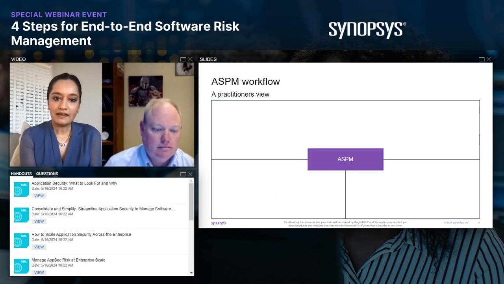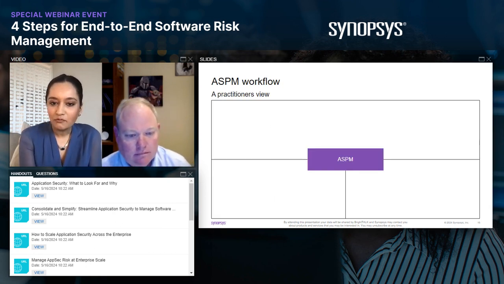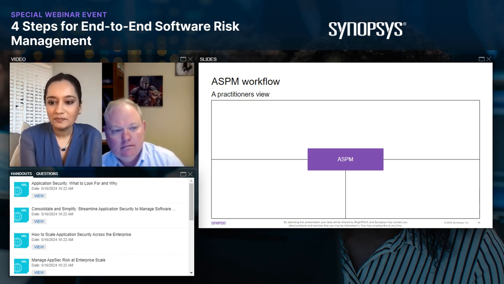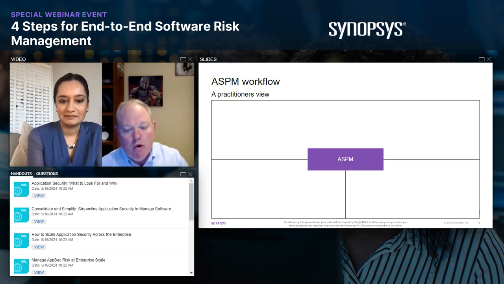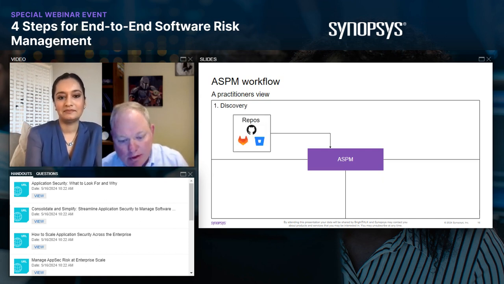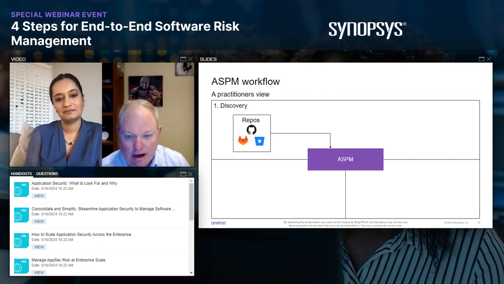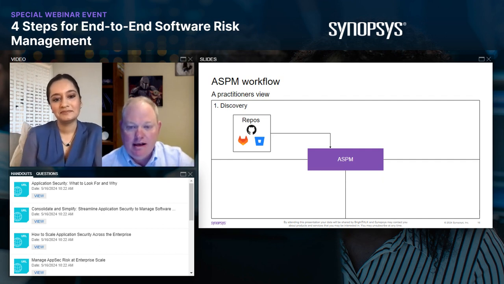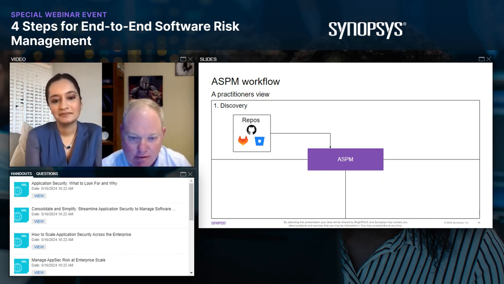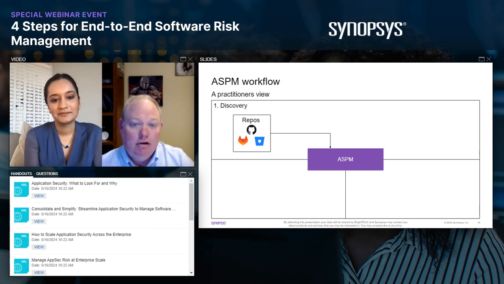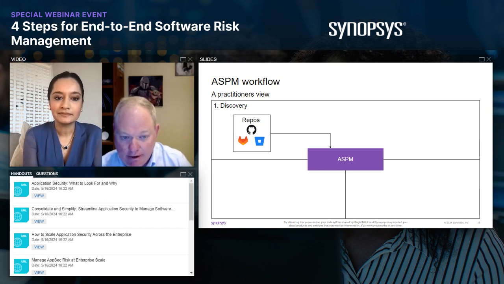So with that said, what does a day in the life look like from a practitioner's point of view in an ASPM-oriented workflow? Yeah. So the first step is really discovery, right? How do I know that we're scanning and testing all the applications that are in my environment? So from a practical perspective, what can I use for that? Well, a good place to start might be your repo systems that your organization uses, right? And looking at all the applications that are in there.